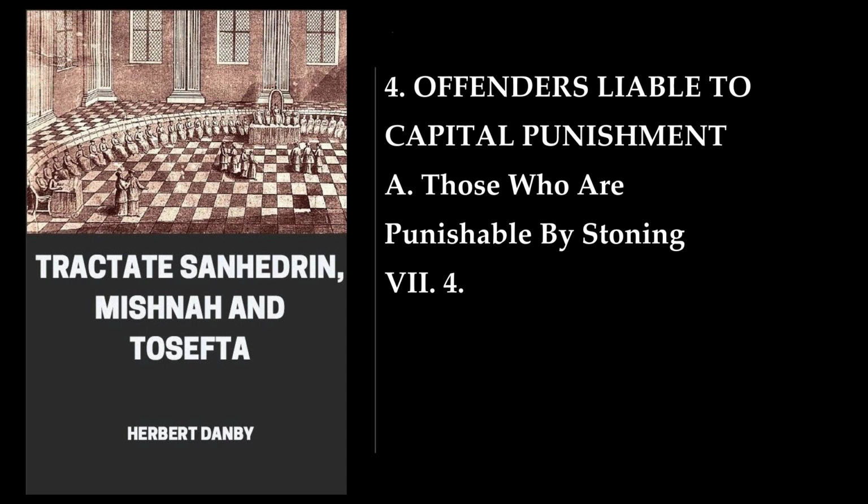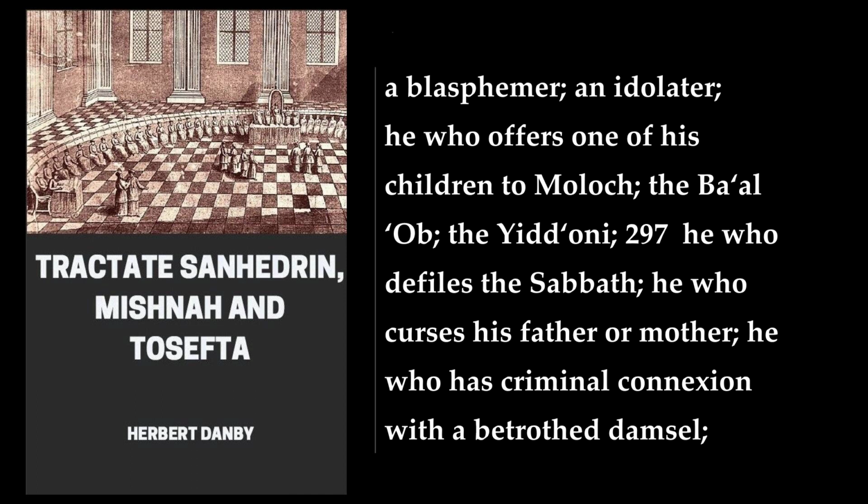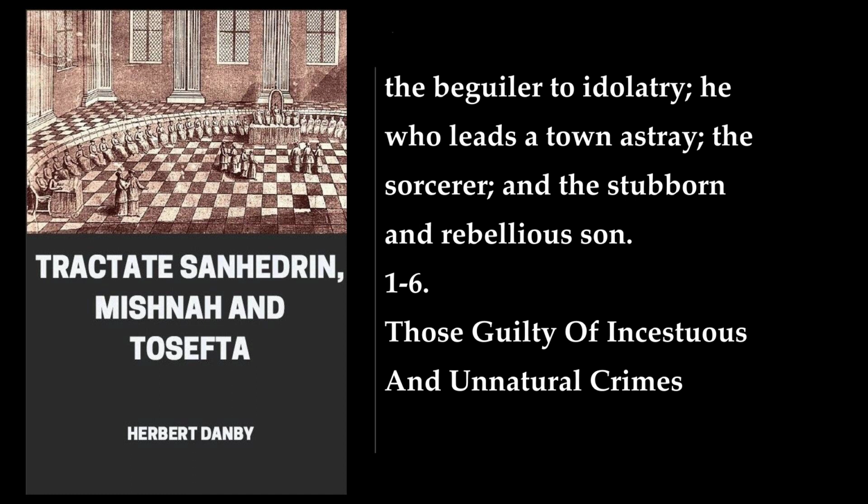A. Those who are punishable by stoning. 7, 4. These are they who are to be stoned: the man who has criminal connection with his mother, his father's wife, his daughter-in-law, a male, or a beast; the woman who has criminal connection with a beast. A blasphemer, an idolater, he who offers one of his children to Moloch, the Baal, the Yidoni, he who defiles the Sabbath, he who curses his father or mother, he who has criminal connection with a betrothed damsel. The beguiler to idolatry, he who leads a town astray, the sorcerer, and the stubborn and rebellious son.